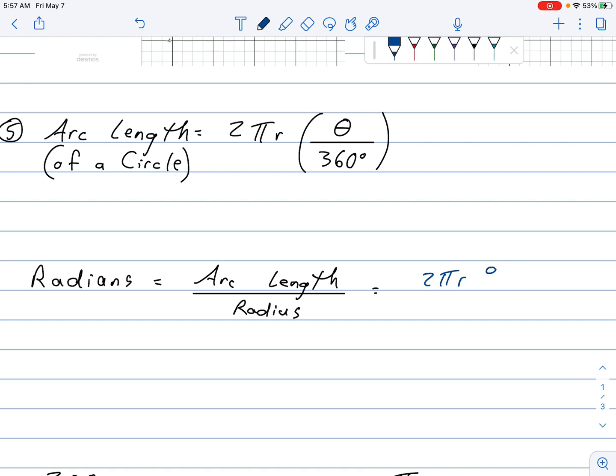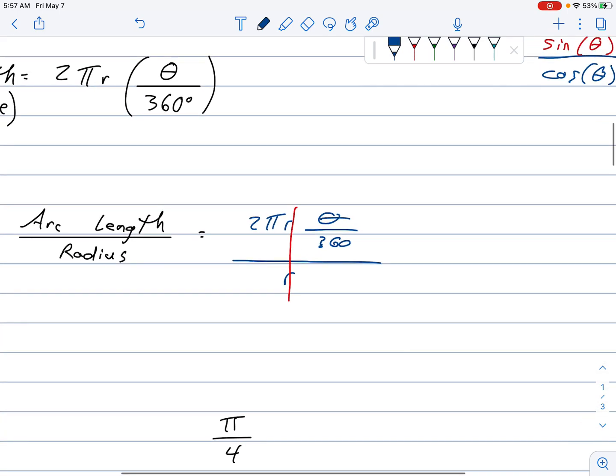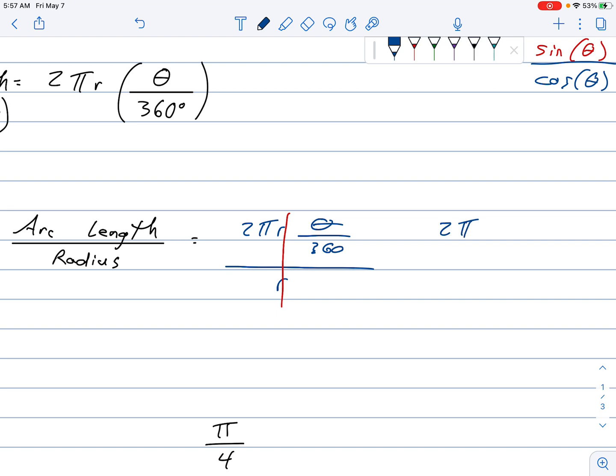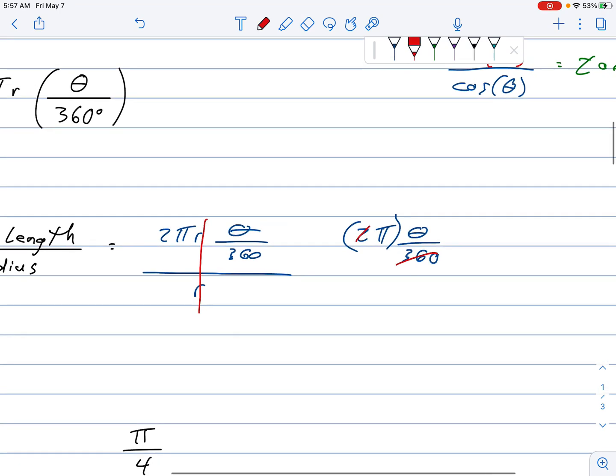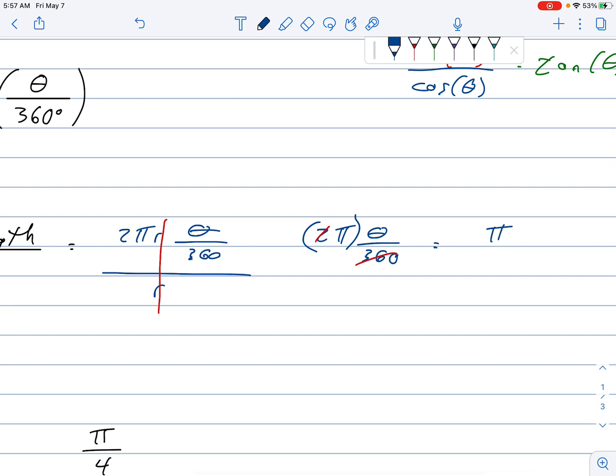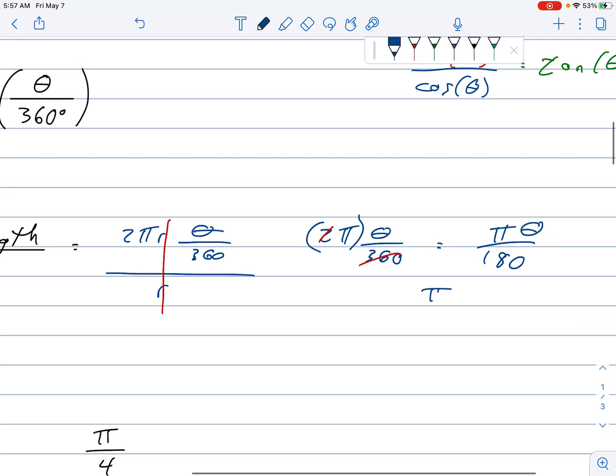Oops, 360. Made it a little clear what the arc length is in regards to the radius, so that you can cancel these out. That's why we use this equation. Okay, so now you have 2 pi theta over 360. 2 pi times theta over 360. Well, 2 and 360 is pi over 180. I'll just put pi theta. Okay, so our equation to find radians is simply using pi over 180. The theta is the angle measure, again.